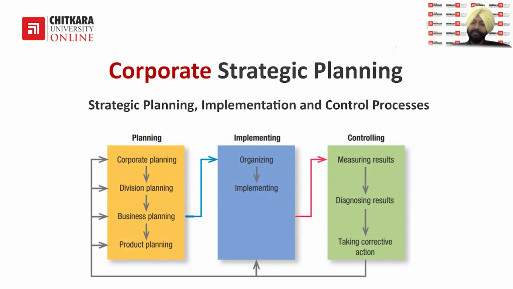Then comes the implementation part, and they organize their resources, and based on whatever planning they've done, they try and implement the plan. And then finally, the controlling part comes into play, where they would like to measure the results, that whatever they had planned, whether at corporate level or division level or at business or product level, is it really working well? Are those strategies in place? Are people aligned and working towards that? So it is time to measure the results and find out whether they're on the right track or not.